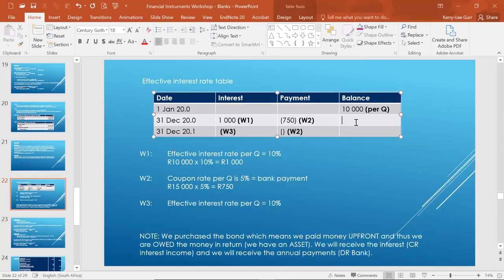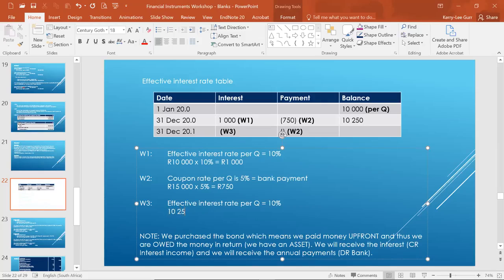Okay, so we update our balance. We take the 10,000 plus 1,000 minus the 750. Hopefully I don't have a typo today. 10,250 should be our updated balance for the end of 20.0. We then need to work out our interest. It's going to change because our balance has changed from 10,000 to 10,250. So we take our updated balance of 10,250 and times it by our effective interest rate to get our interest for the second year.